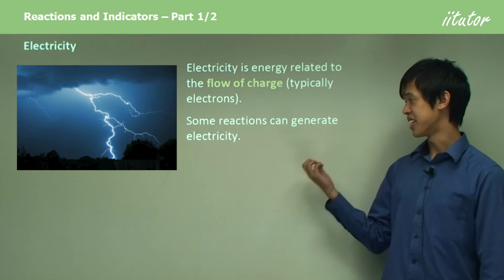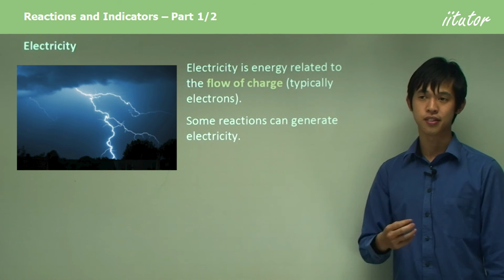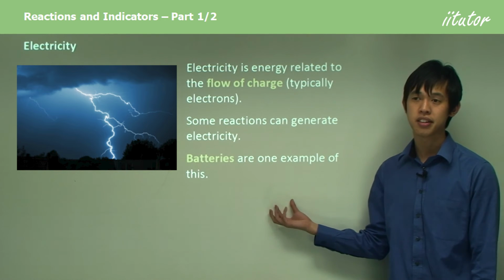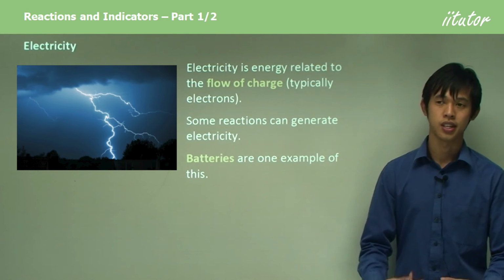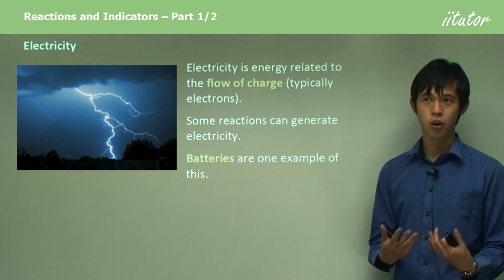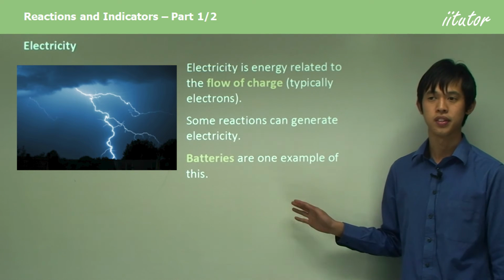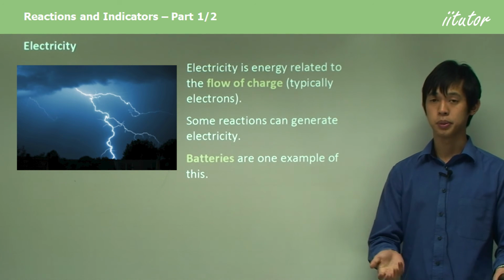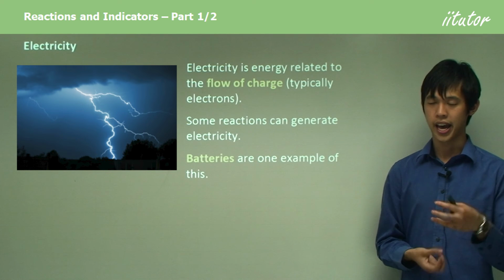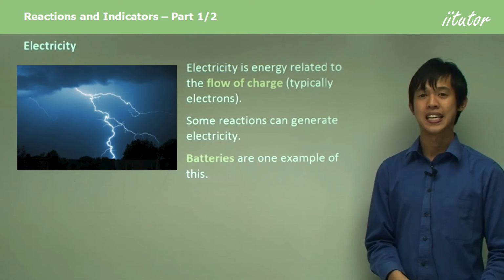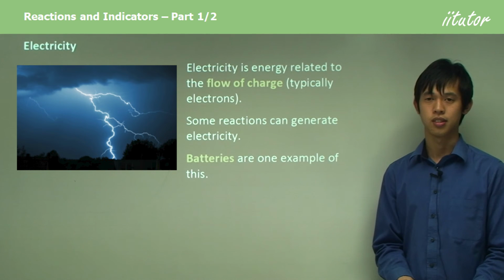And actually some reactions can generate electricity. They can produce this flow of electrons or charges. Batteries are one example of this. Batteries consume chemicals to produce electricity. Fuel cells may be the other example, but batteries are the most common example where chemicals are consumed and thus electricity is produced. Once those chemicals run out, we say the battery is flat, so it no longer produces electricity.